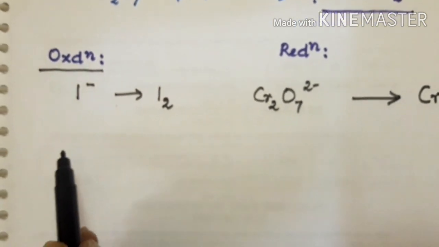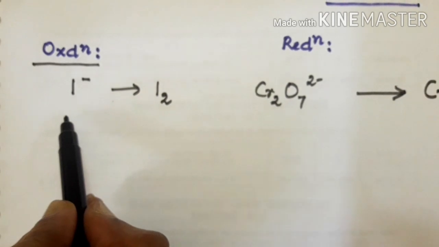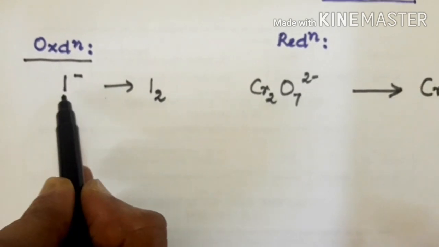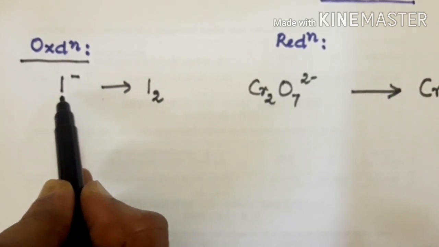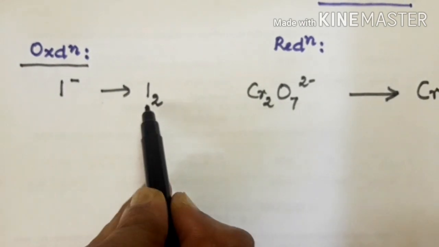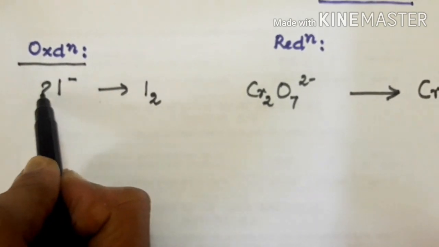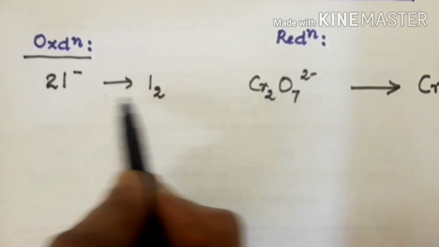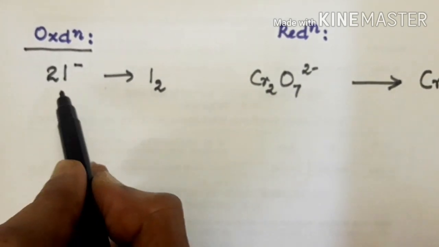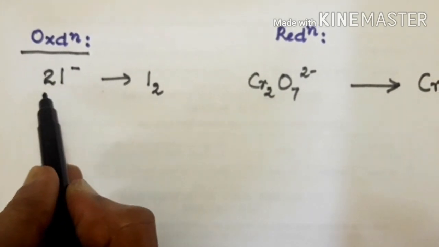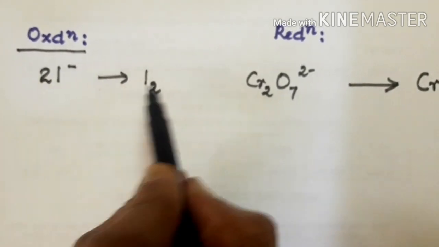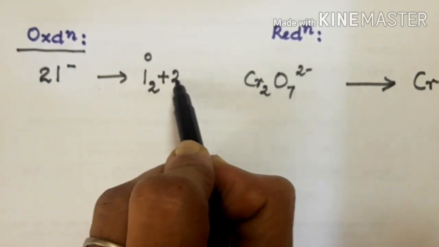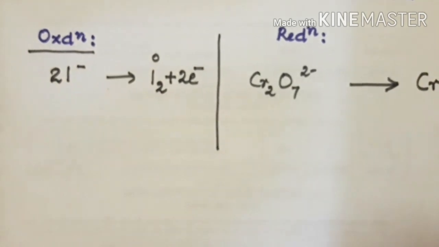Okay, so we will start the balancing from the left side. I- changing to I2. How many I atoms are there? Only one. This side 2. So make it 2. 2I- changes to I2. Number of atoms are equal on both sides. Now check the charge. What are the charges here? On the left side you have two negative charges. This side it is 0. So how to balance it? Add 2 electrons here. So this is oxidation.